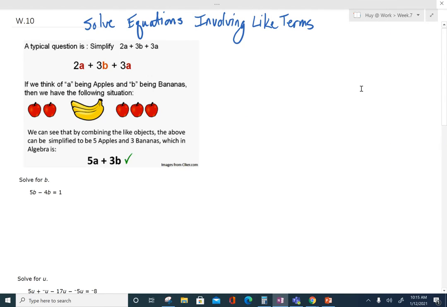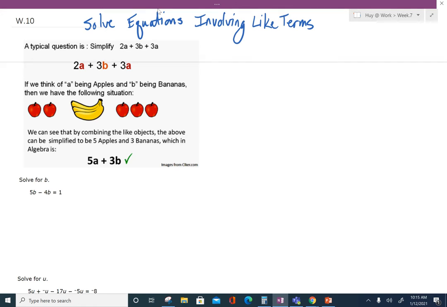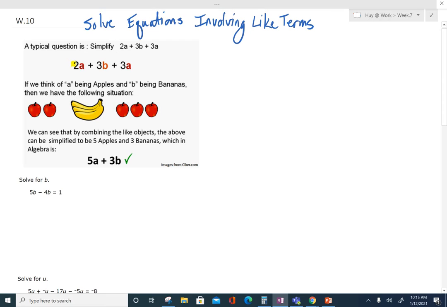All right, hey, this is W.10, solve equations involving like terms. So I have a little graphic up here just to review what like terms are. The expression says 2a plus 3b plus 3a. You could think of this as 2 apples plus 3 bananas plus 3 apples.